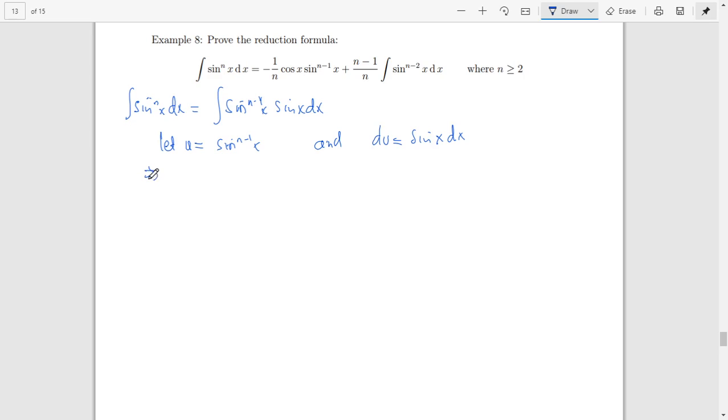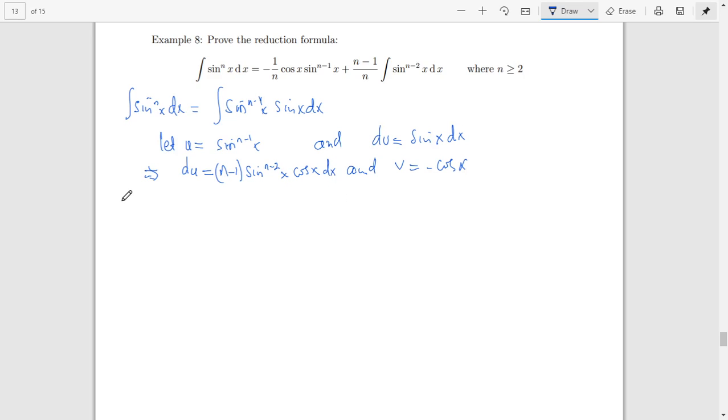So that is why we chose dv to be this. And this implies that if I differentiate u, I'll get, using the power law of differentiation, first of all n minus 1 multiplied by sine to the power of n minus 2 of x, and then differentiating sine x gives me cosine of x. And if I integrate dv, if you integrate sine, you get negative cosine of x. Actually, there is a dx here.